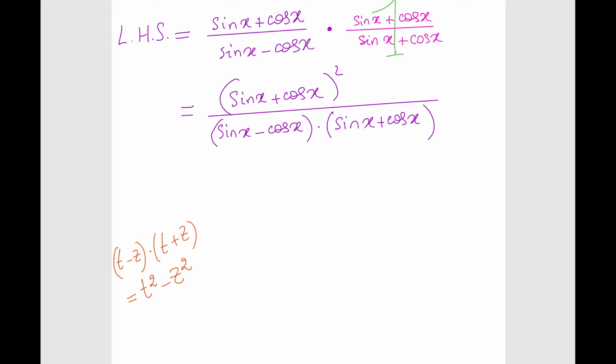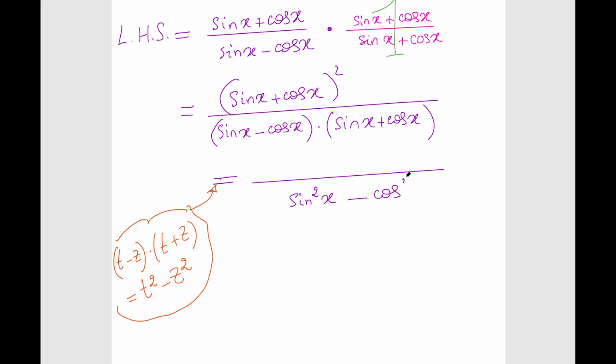Correct? So that's going to tell me that downstairs may be written as t squared, so who's t? Sine x, and z is cosine x. So t squared, so sine squared of x, minus cosine squared of x. Correct?